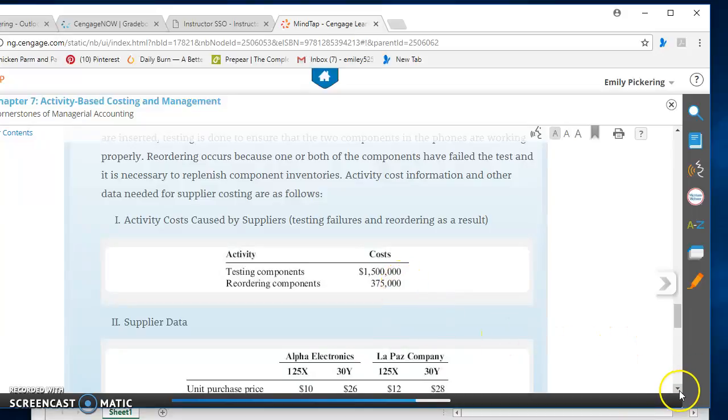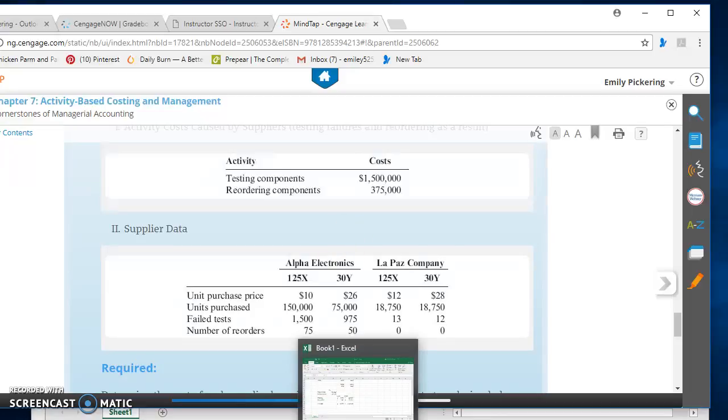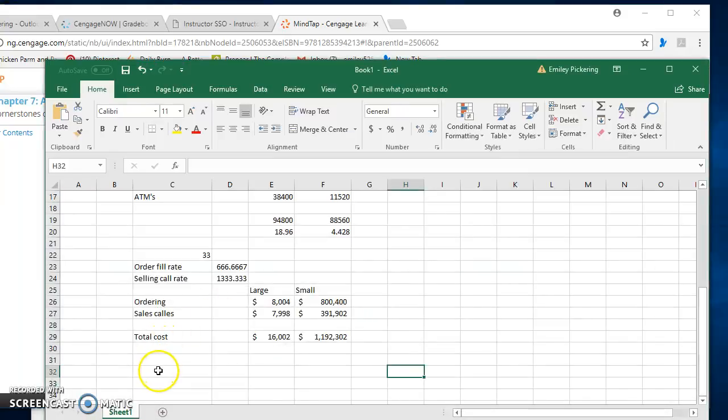So these are the two costs involved with that. So before we even get started, if you look at La Paz, you know that they charge more, but they have far fewer failed tests and no reorders. So that might tell us that maybe it is worth it to pay a little bit more, but the question is, how are we going to figure out how to do that? Well, the first step is going to be to figure out the cost of each failed test and the cost of each reorder. So to do that, 34.